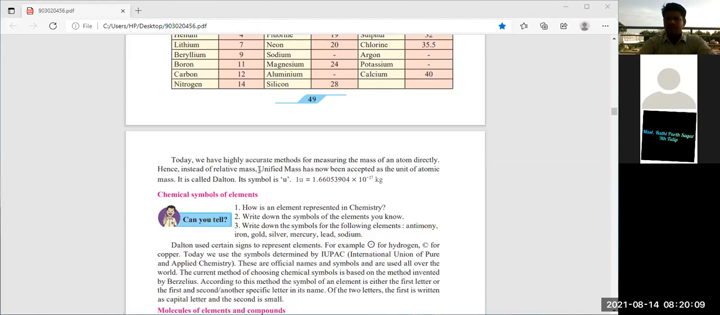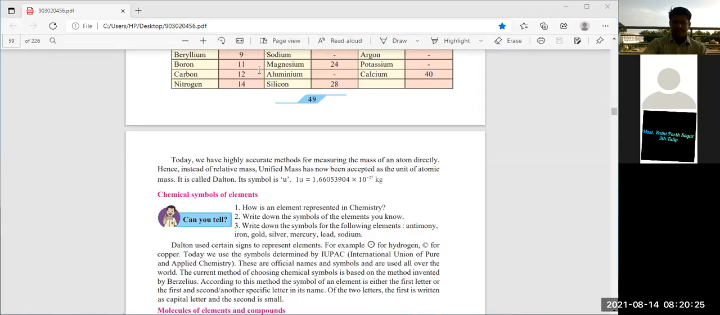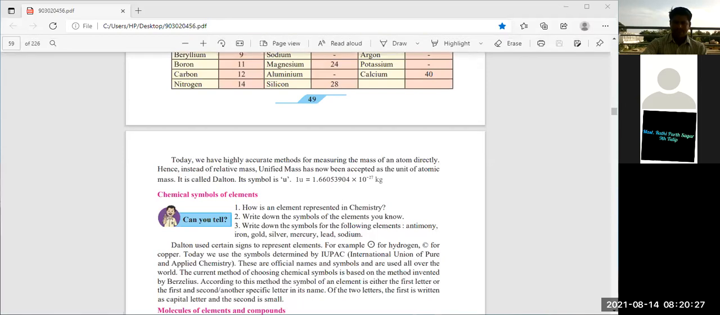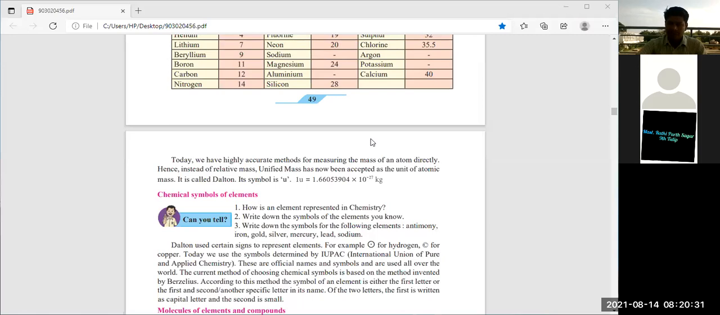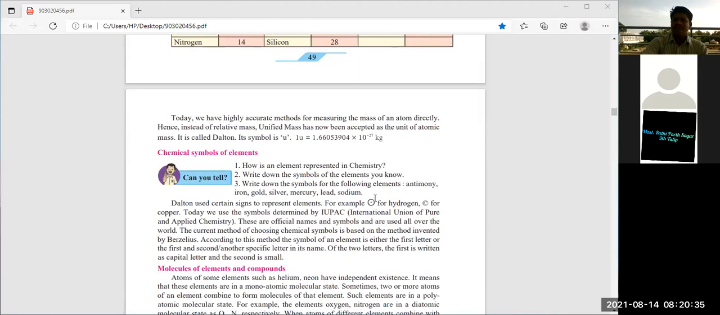Okay. So 1 Dalton is equal to 1.66053904 × 10^-27 kg. 10 raised to minus 27 kg, if you observe, is a very negligible weight as compared to our weight. So due to that reason, this unit is used. Remember this: for measuring atomic mass, the unit used is the Dalton, and 1 Dalton is equal to 1.66053904 × 10^-27 kg.